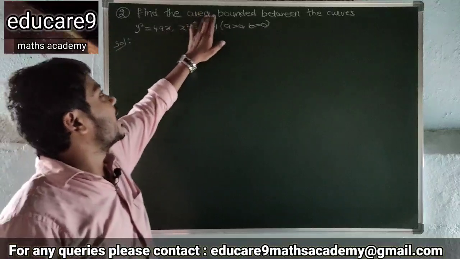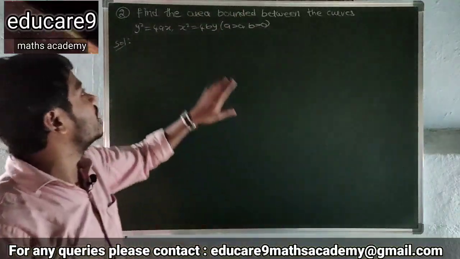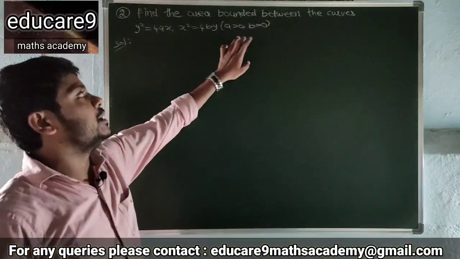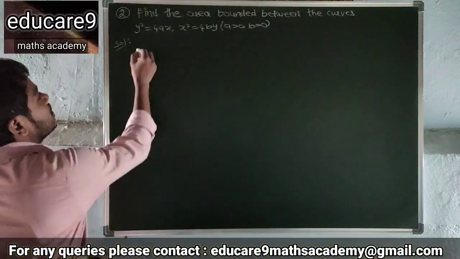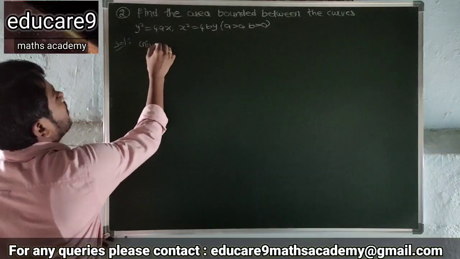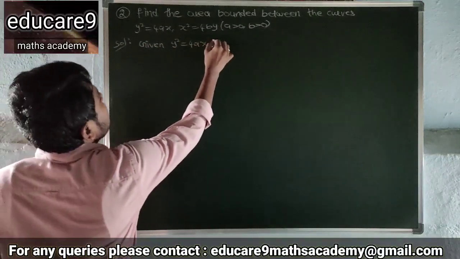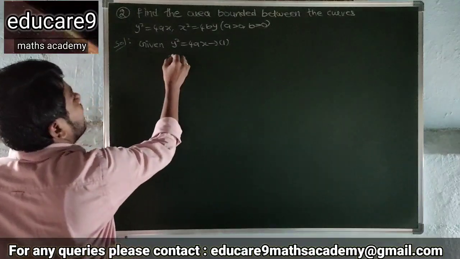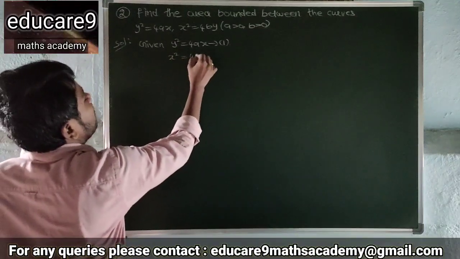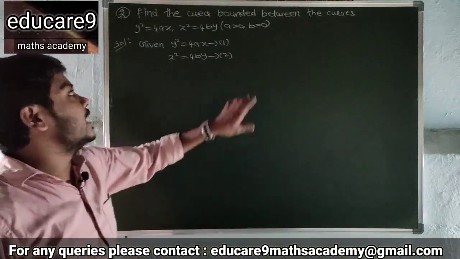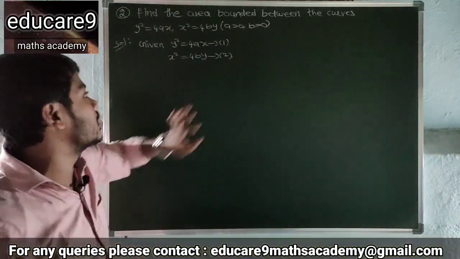So see the next one, find the area bounded between the curves y square equal to 4ax, x square equal to 4by. Here a and b are positive. See here given curves, y square is equal to 4ax, this is equation 1, and x square is equal to 4by, so this is equation 2. So first you need to find the point of intersection of two curves.